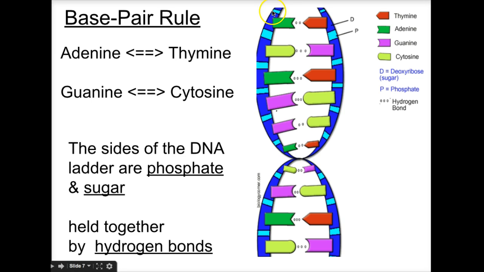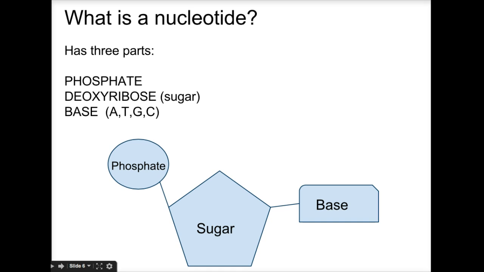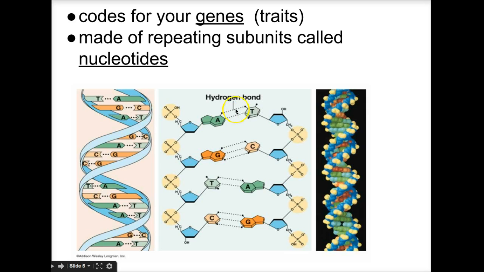So again, these are our nucleotides. This light blue is your phosphate, the dark blue is your sugar, and here's your base. So this right here is a nucleotide, right? The base pairs are held together by hydrogen bonds. So this thymine and adenine, these two dots, these are the hydrogen bonds that hold the base pairs together. If we go back a couple slides, here's the hydrogen bond again, holding adenine and thymine together, right?